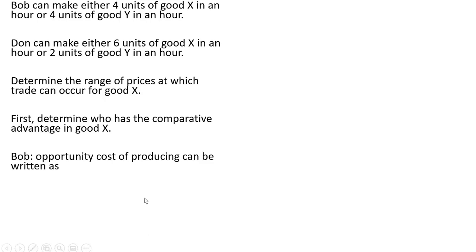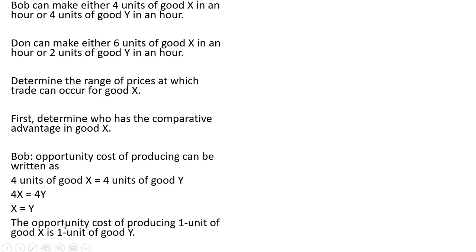For Bob, the opportunity cost of producing can be written as follows. From this question, 4 units of good X equals 4 units of good Y. So in an hour, Bob can either produce 4 units of good X or 4 units of good Y. In shorthand, we'll write that 4X equals 4Y. Now solving for X by dividing through by 4, X equals Y. So in other words, the opportunity cost of producing 1 unit of good X is 1 unit of good Y for Bob.